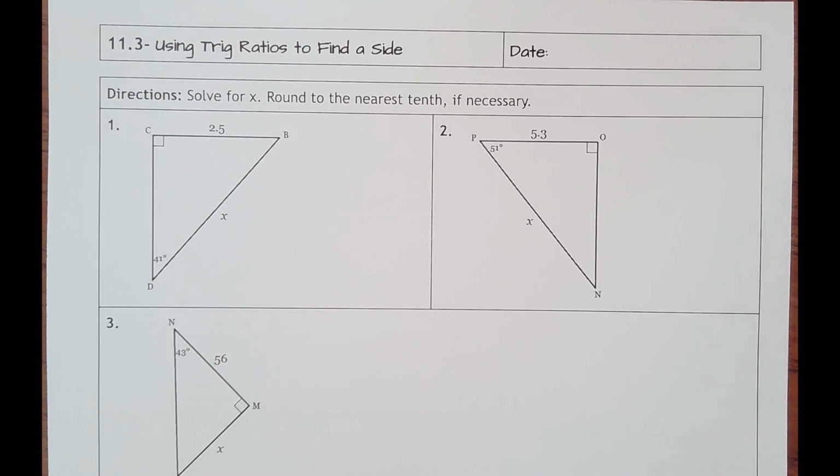Lesson 11.3, using trig ratios to find a side. So now that we've learned from each acute angle what side would be the opposite, adjacent, hypotenuse, we're ready to actually use trig to help us find a missing side, like I talked about in the very beginning of the unit. That's the whole purpose of it.